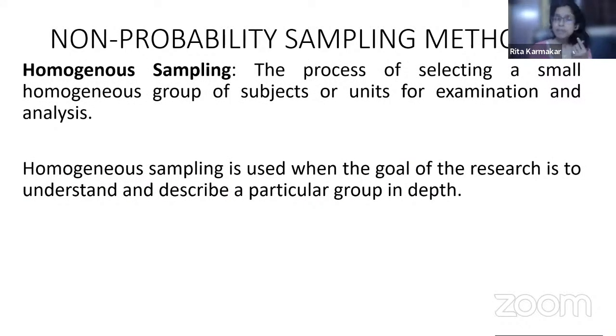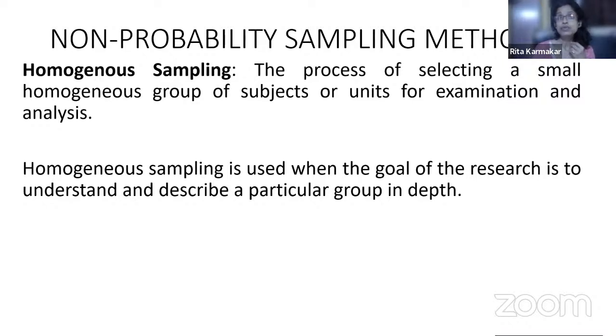Next is homogeneous sampling. It is the process of selecting a small homogeneous group of subjects or units for examination or analysis and collecting data from them. So it could be like if you are trying to understand the social interaction of autistic children, right? Then you go and talk to those autistic children only and try to understand their social interaction pattern. If you want to know the mental state of a person who is an acid victim, you definitely are not going to address the entire population, right?